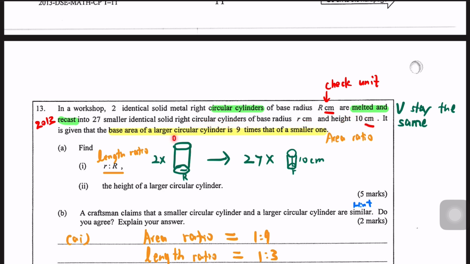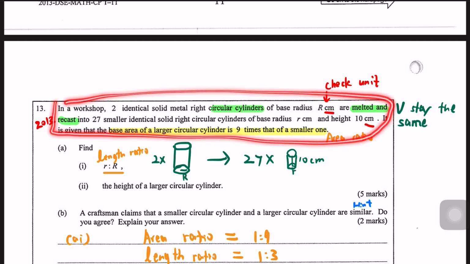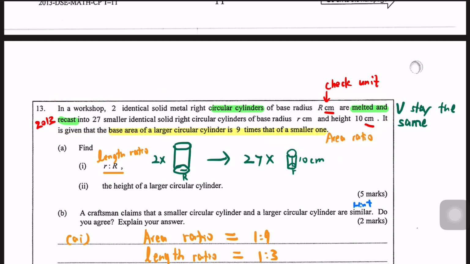Okay, so you can draw it out if you feel the wording here is very complicated. So you draw it out, it will be very clear. You don't have the height of the larger cylinders, and for the small one you have it all, okay? And another piece of information here is that the base area of the larger cylinder is 9 times that of the smaller one. So the base area, it means here to here should be 1 to 9, okay? So now it asks you to find the ratio of their radius.